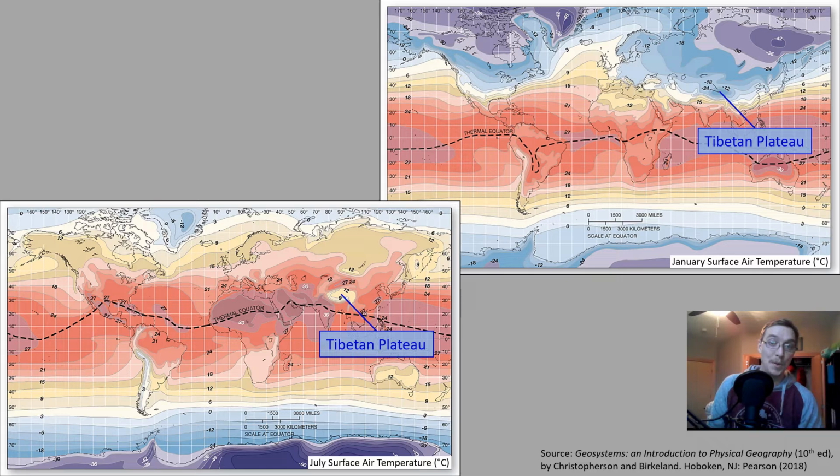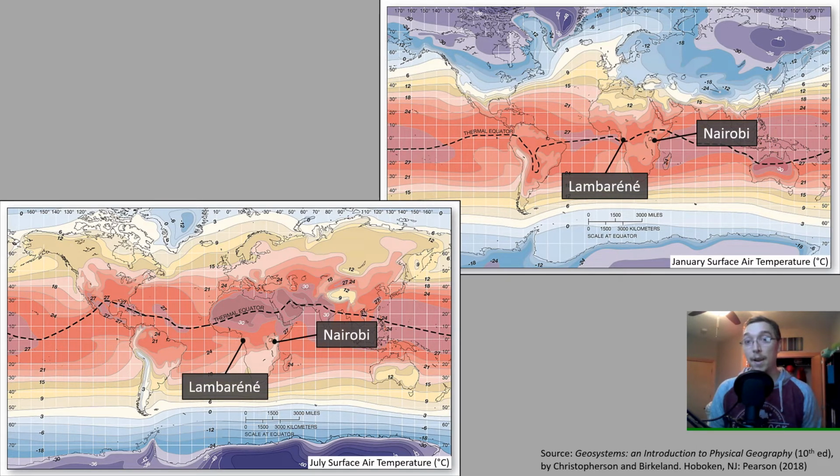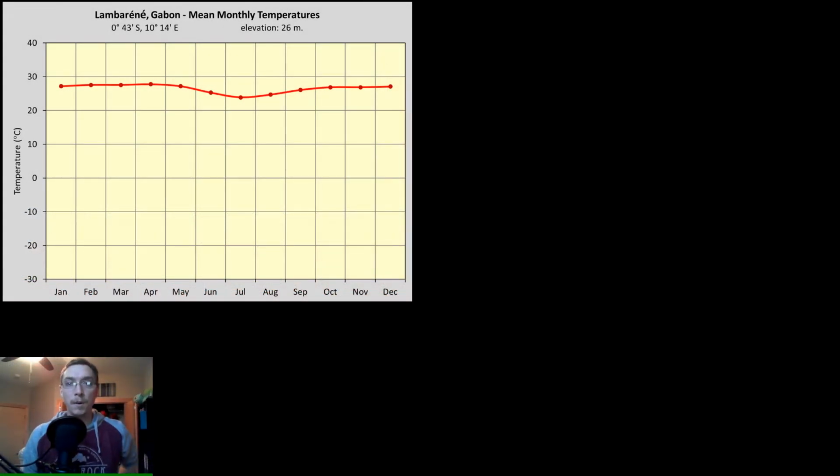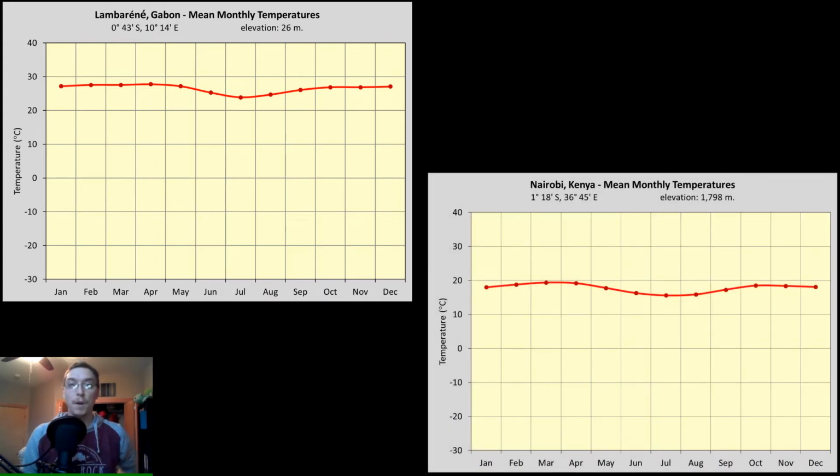It's why we look at areas like the Tibetan Plateau, and we see that they are significantly colder than the average temperatures around them in both January and in July. Same with the Andes, compared to areas like Lambarene and Nairobi, right? Lower in the atmosphere in general, lower in elevation, not within a plateau or a mountain range. So here we can see Lambarene, Gabon, and Nairobi, Kenya. We can see these are not nearly as impacted as, for example, a high alpine region would be.